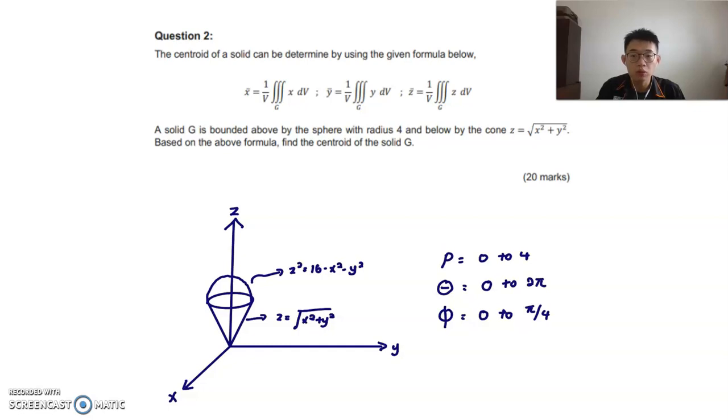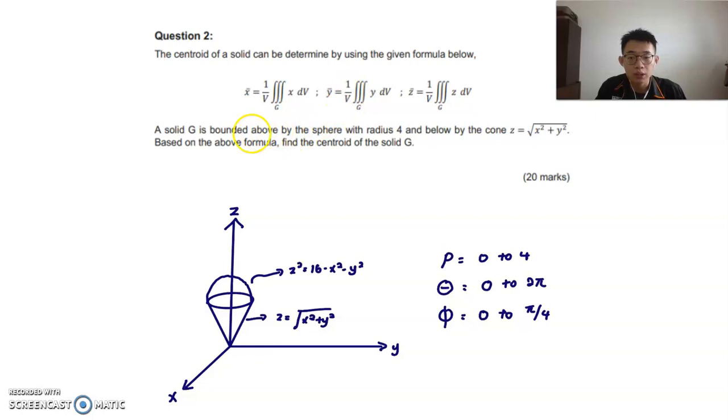For question 2, the question wants us to find the centroid for solid G, and the formula to find the centroid for the solid has been given as shown in the slide above. X bar equals 1 over V triple integral x dV, y bar equals 1 over V triple integral y dV, and z bar equals 1 over V triple integral z dV.